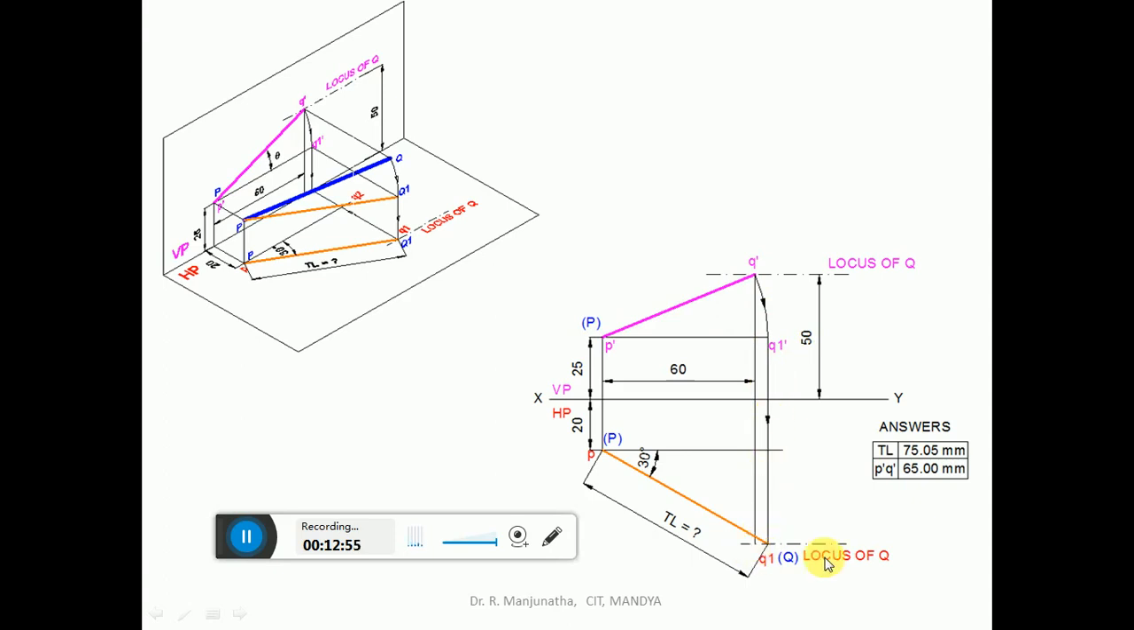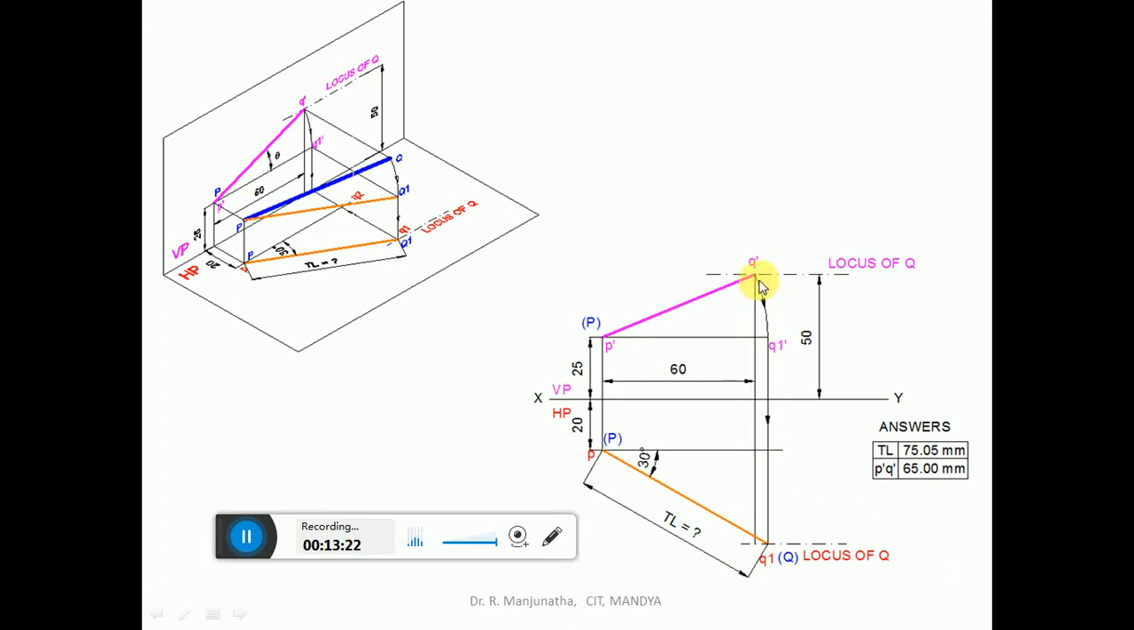We don't have the locus, but we know the true inclination with respect to VP. Since the true inclination with respect to VP is known, from this point you measure an angle of 30 degrees and draw this line, which will cut this end projector here. It becomes Q1 because P dash Q1 dash is parallel to HP. So you are getting the true length in HP. So you mark this as capital P and capital Q, and then draw a horizontal dash-dot line.